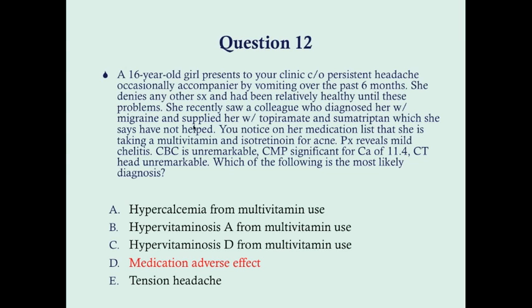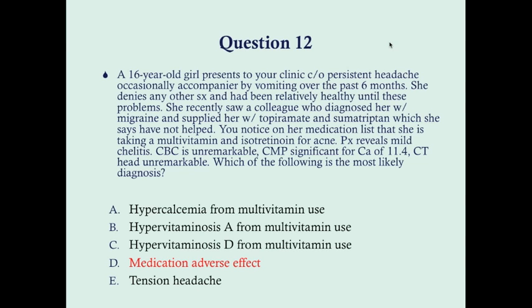So the mild cheilitis is also a symptom of vitamin A toxicity, and certainly these headaches with vomiting. Now, the differential for headaches with vomiting is going to be migraine. So the child is on topiramate and sumatriptan, and that has not helped. Remember that topiramate is Topamax, which is given to prevent migraines, and sumatriptan is given to abort migraines, and that has not helped. So this is probably not migraines.